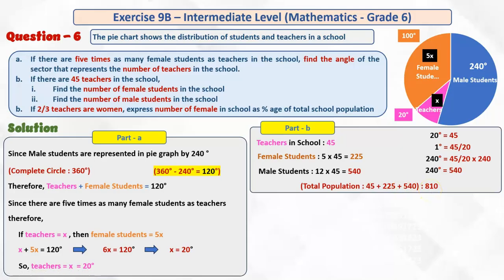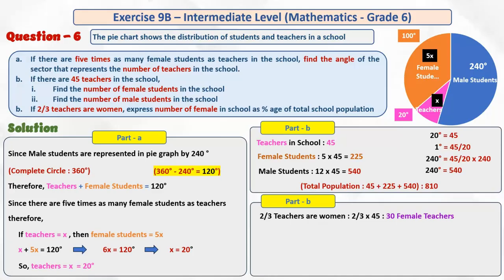So now we can find part C. In part C, we have to find, if 2/3 of the teachers are women, the number of females in the school as a percentage of the total school population. So 2/3 of the teachers being women means 2/3 of the 45 total teachers. So 2/3 of 45 makes 30 female teachers.